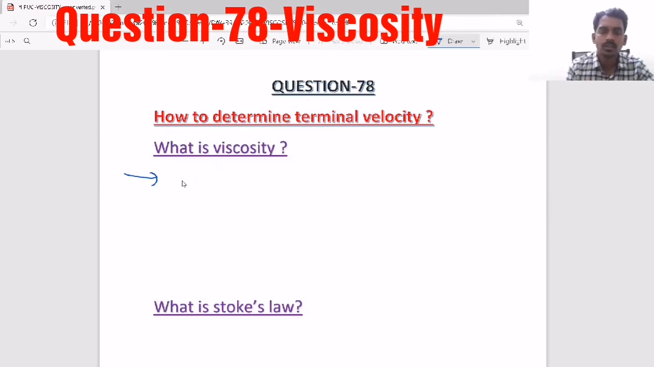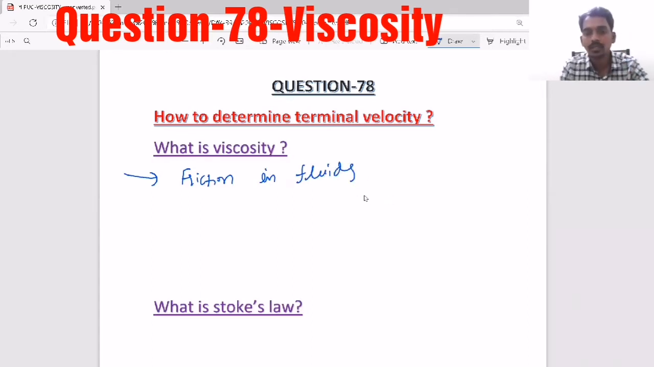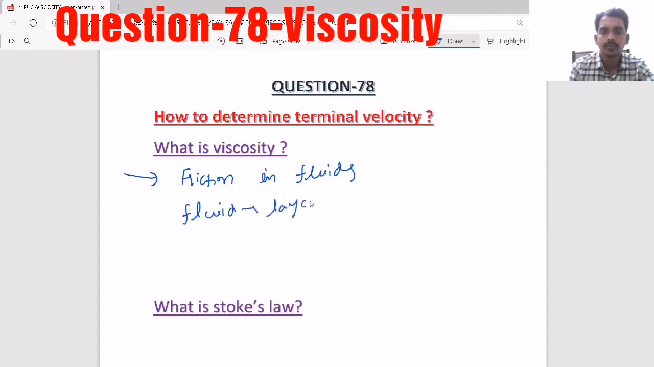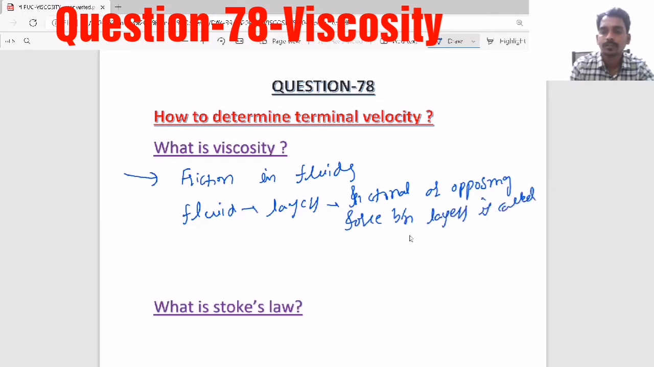So what is viscosity? The very first thing. It's nothing but just like friction in fluids. Between two solid surfaces, how friction will act? Same way, you have to imagine fluid as layers. Then the frictional or opposing force between layers is called viscosity or viscous force.